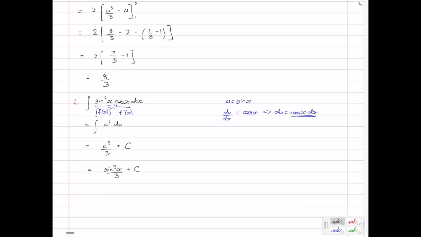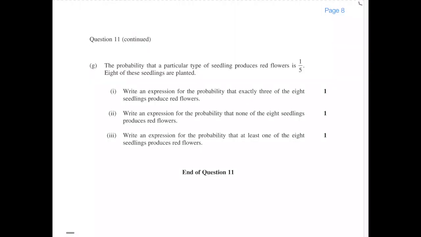Now, some people might be able to go straight from here down to here in one step, and that would be perfectly fine because this is only worth 1 mark. And so they're only looking for the final answer being correct. Okay, and that's question F. And now let's have a look at part G.